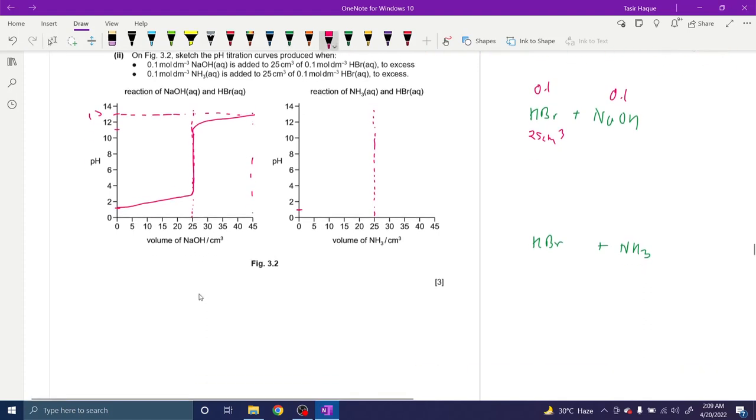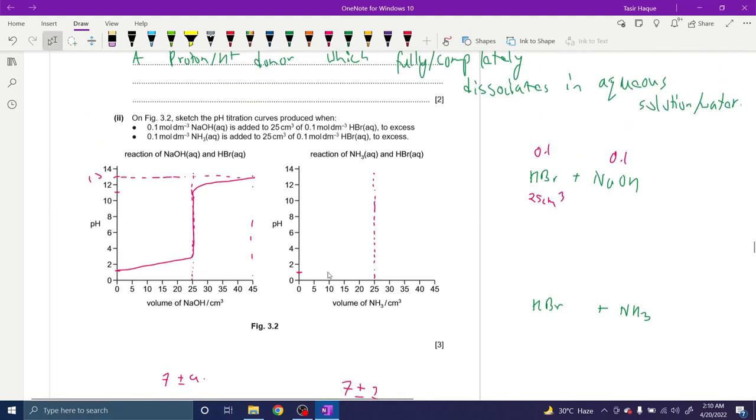What did I do? Check this. 7 plus minus 4. Those are the points where the vertical section ends. So it's actually 3 to 11, the length of the vertical section. And for a weak acid and weak base, it's typically 7 plus minus 1 usually. So 6 to 8 typically. Since it's a strong acid, it's still going to start at 3ish, like this.